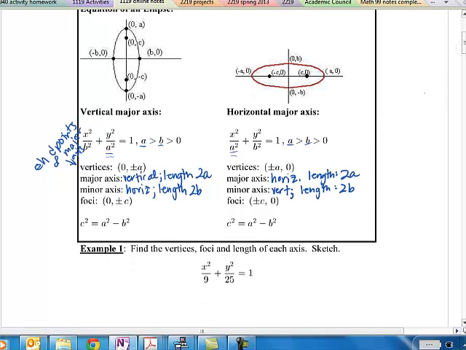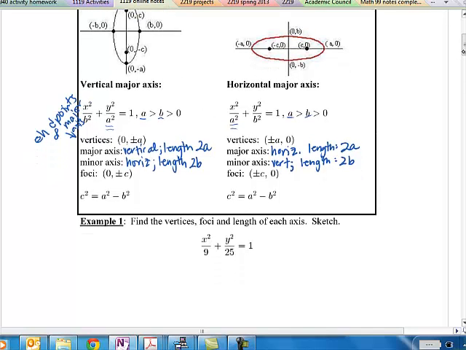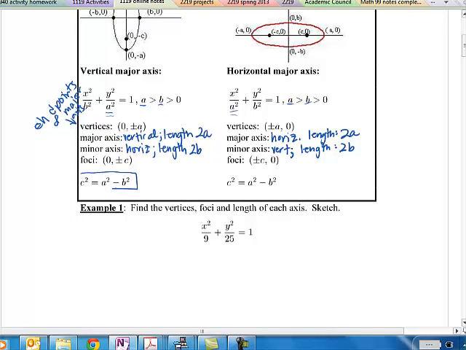So the key is figuring out which variable has the larger denominator underneath it, and that determines whether we have a horizontal or a vertical major axis. And then also remembering that c squared is a squared minus b squared.